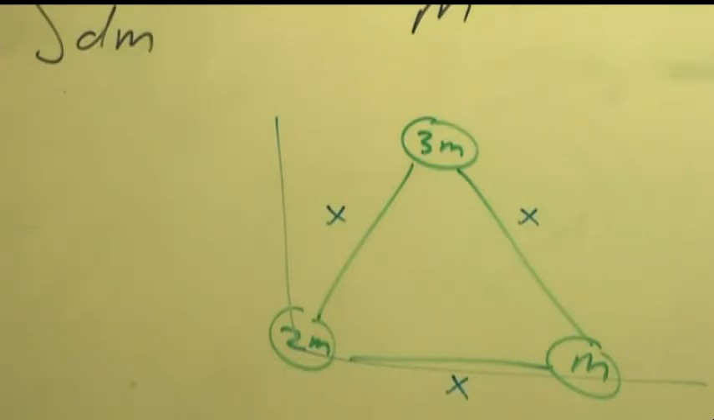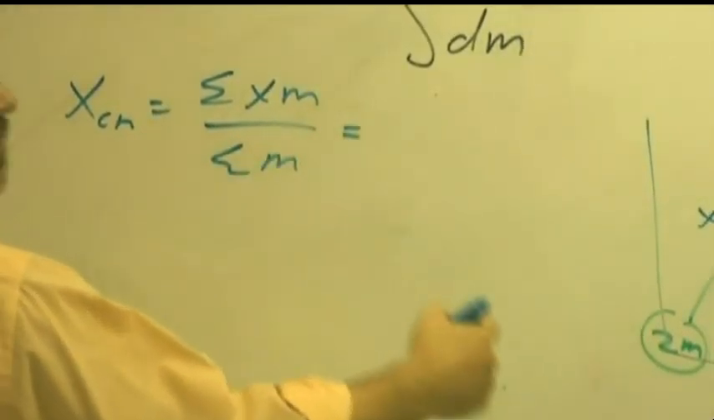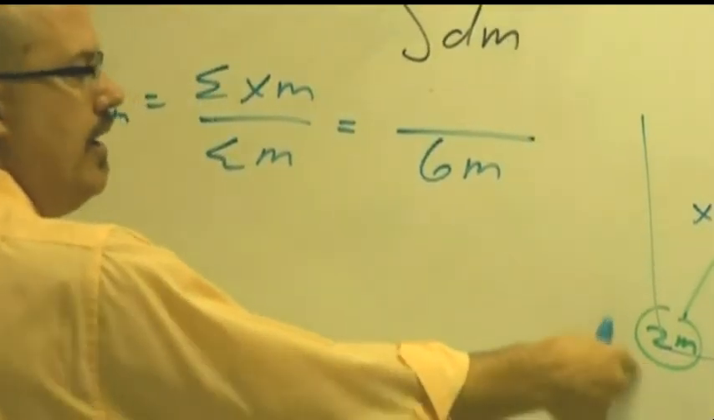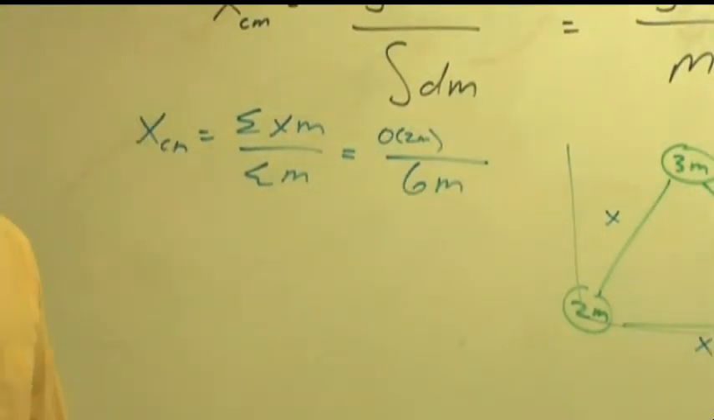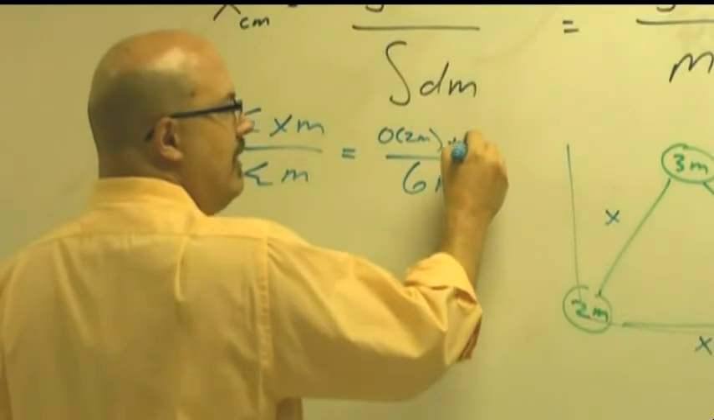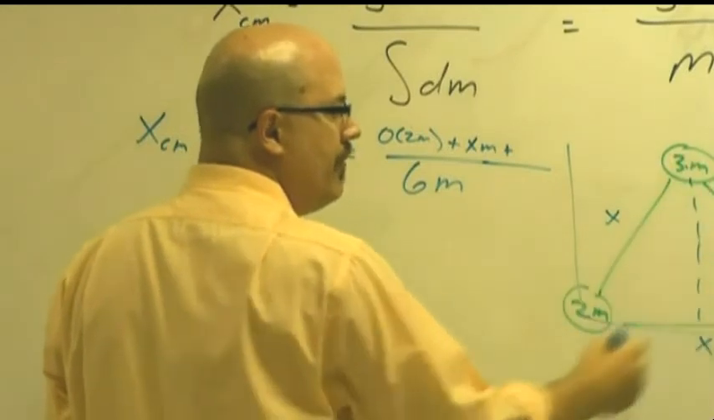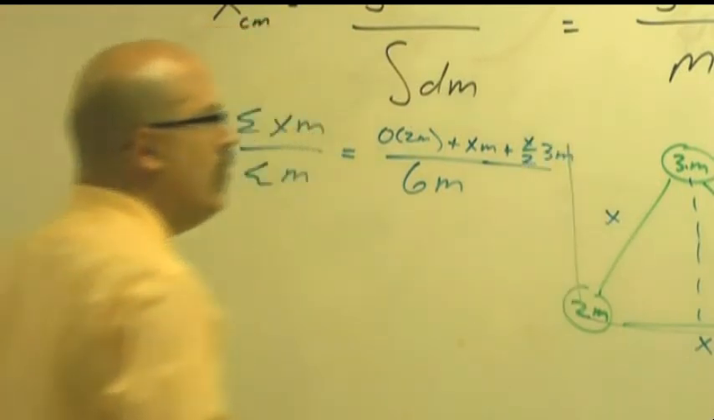Okay. All right? So let's do that. You're going to use this: x center of mass equals the sum of my xm's over the sum of my m's. Well, the sum of my m's is going to be 6m. This one right here, that's going to be 0 times 2m. I'm just doing that to remind you that it's there, but it has no radius, right? Okay, and this one's going to be plus x times m. Plus, okay, how far is this over? Yeah, that's going to be x over 2 times 3m, right?